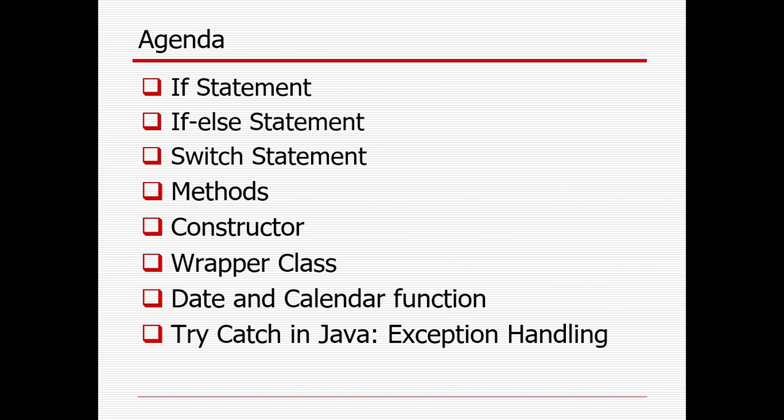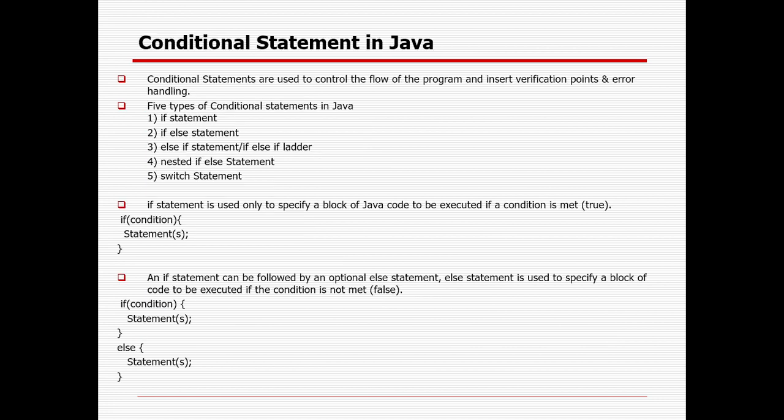Okay. So first thing is the conditional statement. In the previous session you already went through loops, but today you will learn what is a conditional statement. Conditional statements are used to control the flow of the program, and sometimes to insert validation or verification points and error handling. The name itself signifies a condition. So you will be going for the condition.